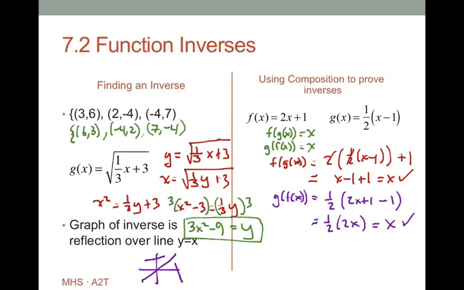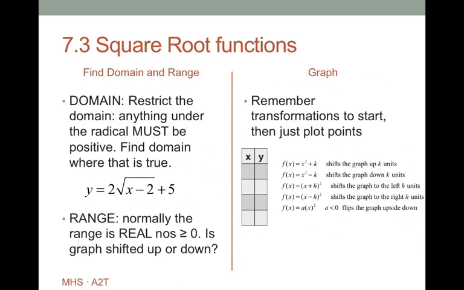If they both equal x, then you know you have inverses. Square root functions. Okay, the key with square root functions is to remember your general rules of transformations, moving things up, moving things over, and also really understanding that you need to restrict the domain. Whatever is underneath the radical has to be greater than or equal to 0. That's going to allow you to figure out the endpoint of your domain.